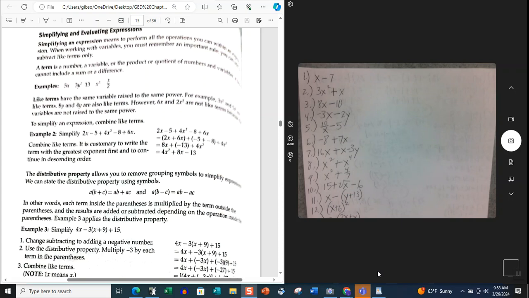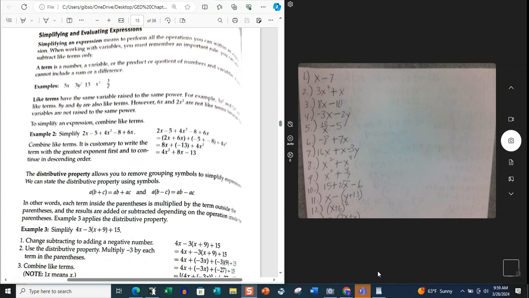A term is a number, a variable, or the product or quotient of numbers and variables, which cannot include a sum or a difference. Basically, I would just tell you like this, because I want to give a more simplified explanation. Terms are separated by addition and subtraction. Let me repeat that. Terms are separated by addition and subtraction only.